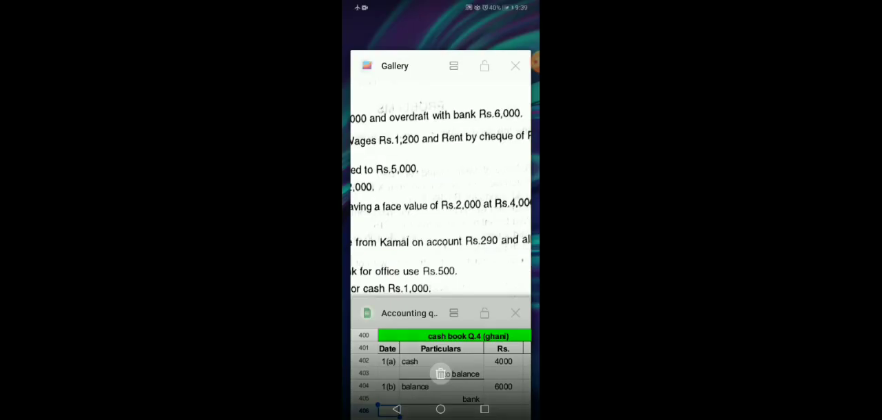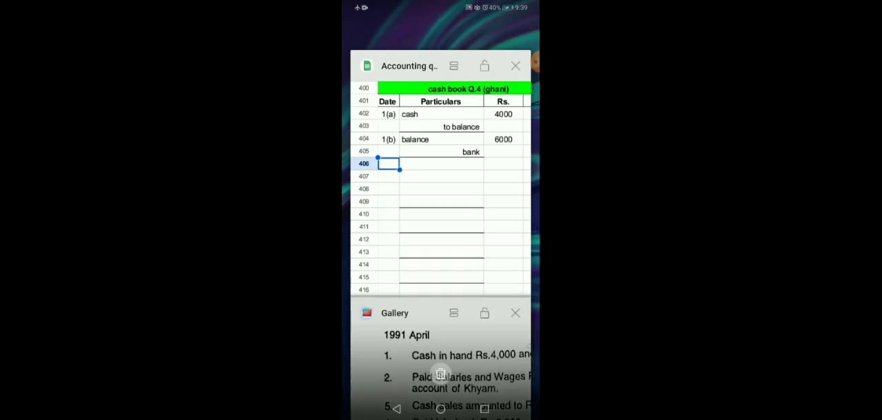Now let's see what is next for us. One is completed, so we are going to do our second entry. What is the second entry saying? Paid salaries and wages 1200 and rent by check 400. Okay, there are two parts of this entry again. So what we will do, we can divide it into two parts. First entry we may call it 2A, and then we will see what second entry is saying.